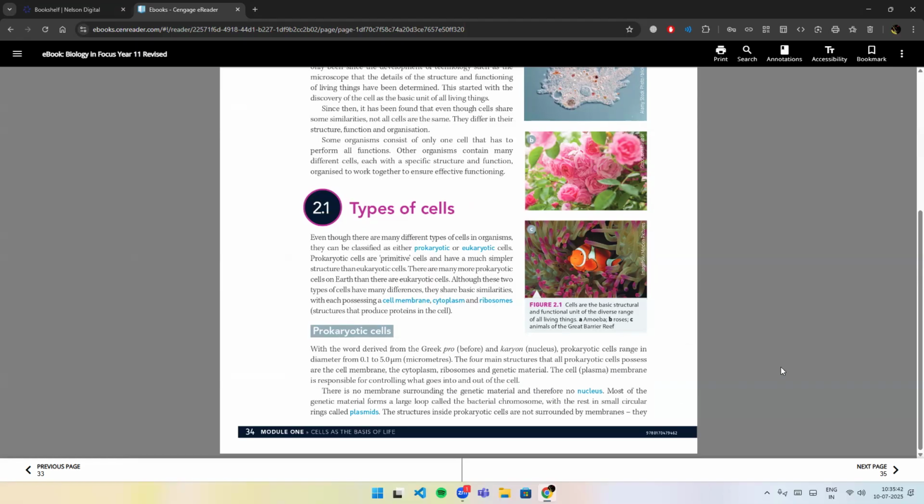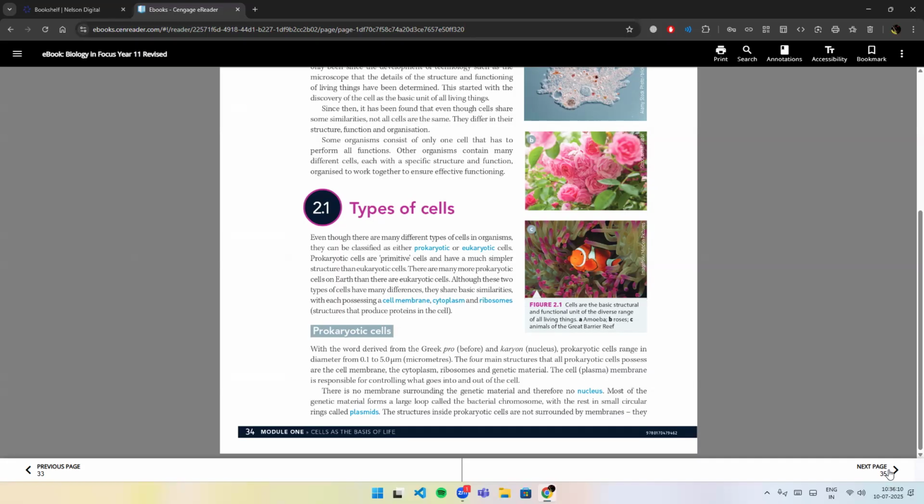Prokaryotic cells are primitive cells and have a much simpler structure than eukaryotic cells. There are many more prokaryotic cells on Earth than there are eukaryotic cells. Although these two types of cells have many differences, they share basic similarities, with each possessing a cell membrane, cytoplasm, and ribosomes, structures that produce proteins in the cell.